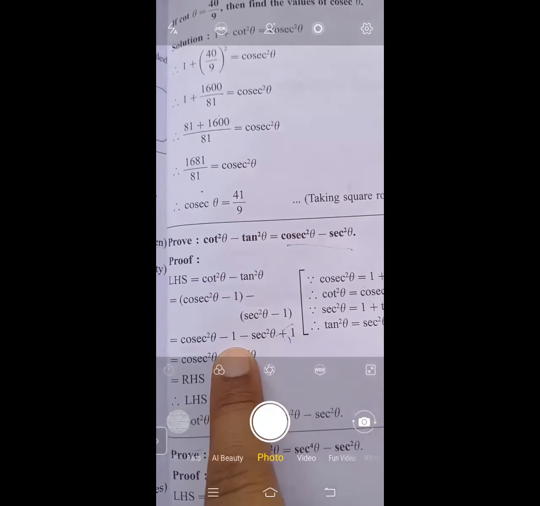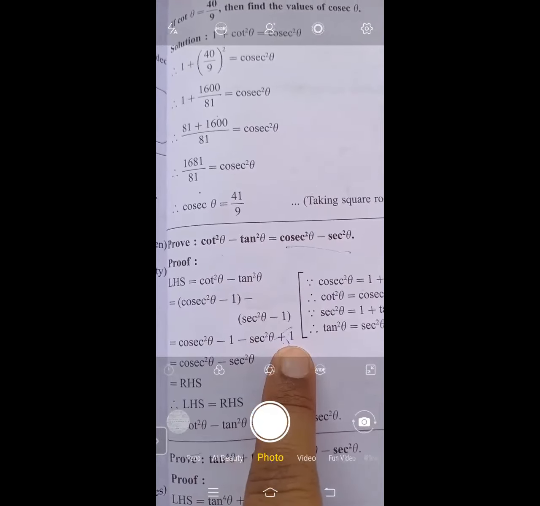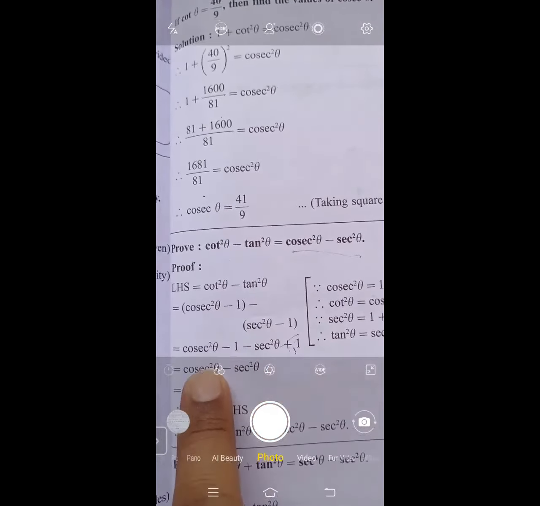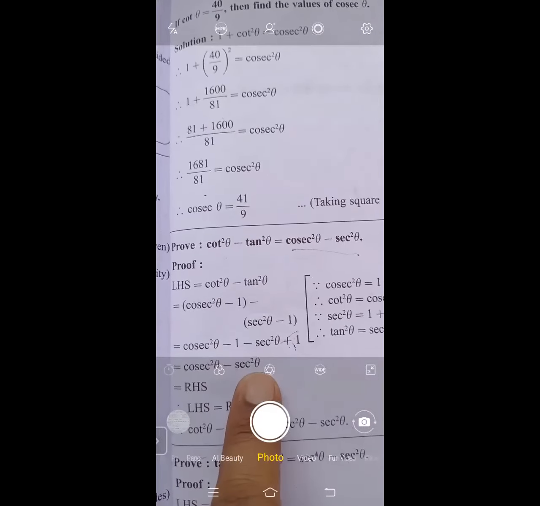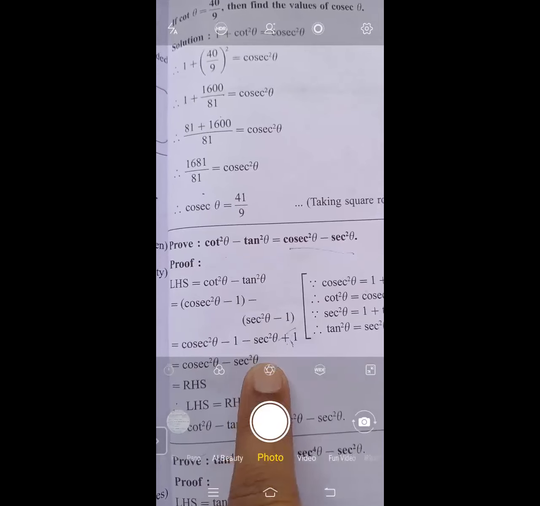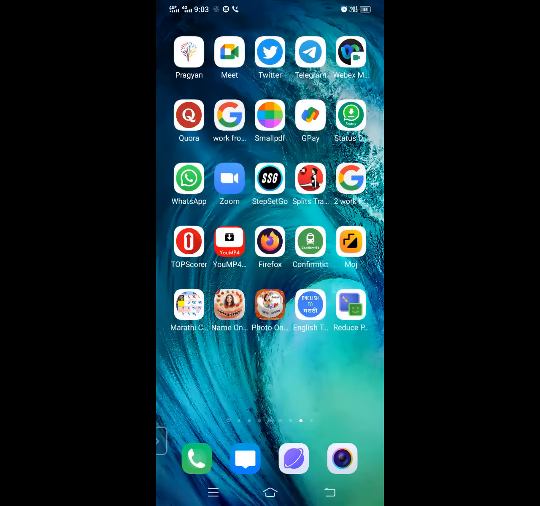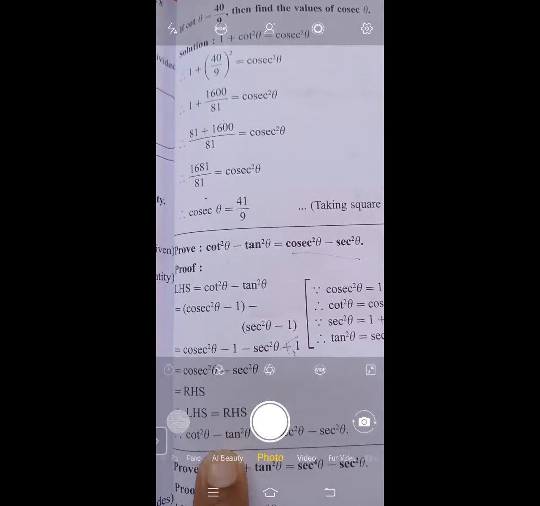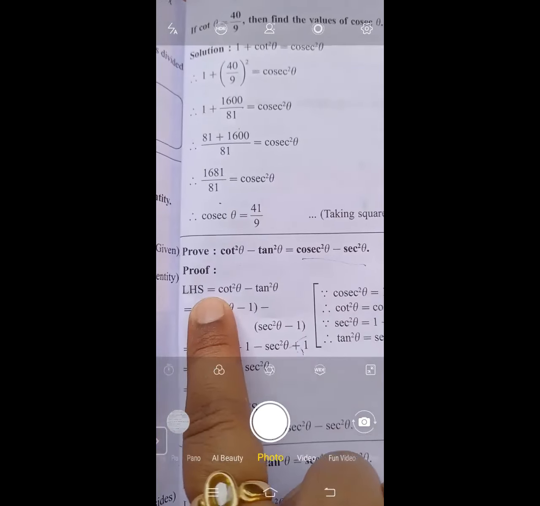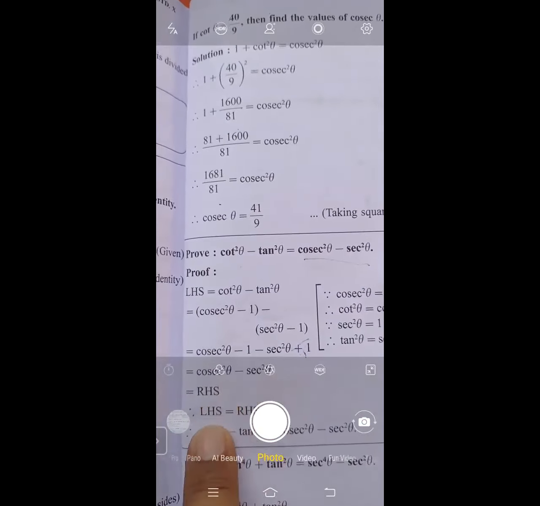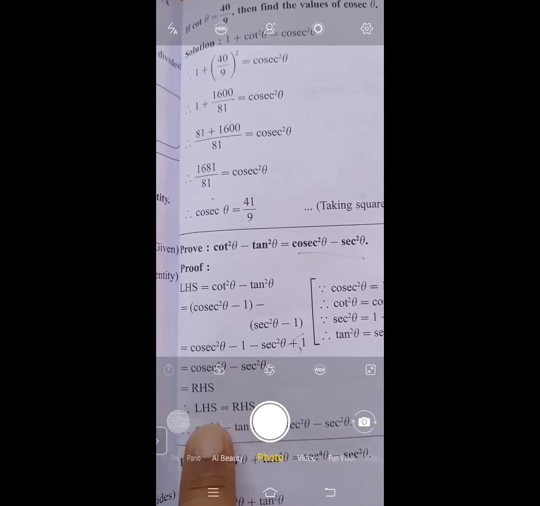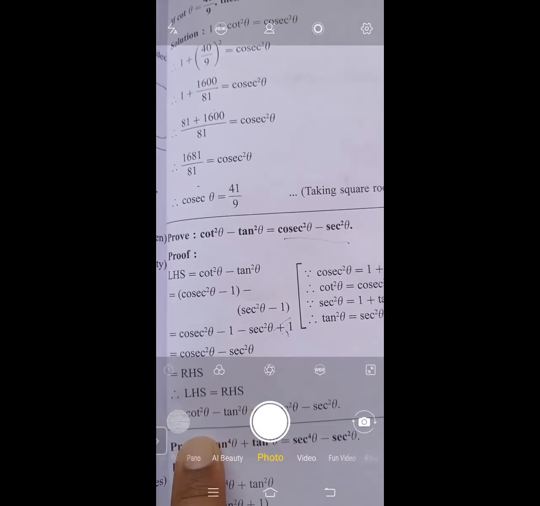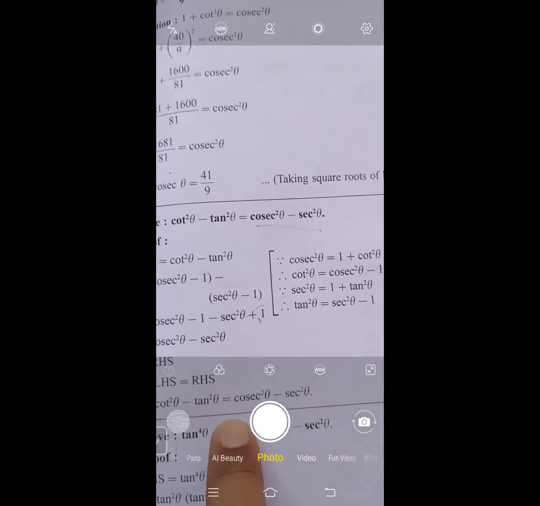Now you can see that this minus 1 plus 1 gets cancelled. And what are we left with? We are left with cosec square theta minus sec square theta, which is our required RHS. So this is the LHS we have taken, and we have proved that it is equal to RHS. Our concluding line will be LHS equals RHS: cot square theta minus tan square theta is equal to cosec square theta minus sec square theta.